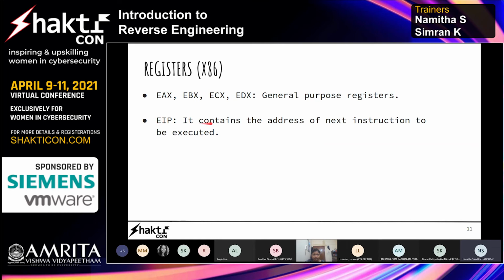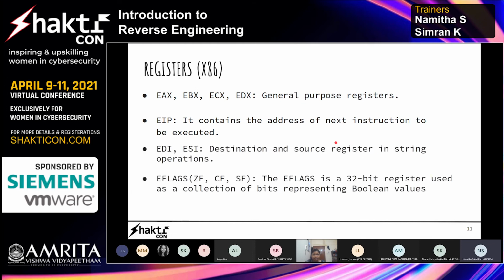EIP is actually a register which contains the address of the next instruction that you have to execute in an assembly code. Then comes EDI and ESI. EDI and ESI, as I told, are the destination and source registers. The last one is the E-flag register. E-flag is a 32-bit register used as a collection of bits representing Boolean values. So what it does is it stores the result of an operation and the state of the process. That is, it will actually have ones and zeros according to what process happens.